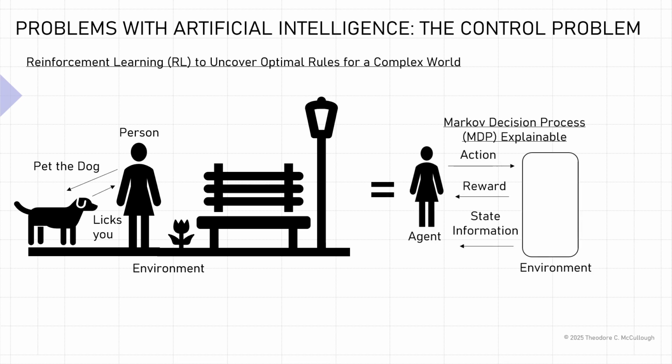Now, this kind of example can be described as a Markov decision process, namely that there's an agent that takes an action with respect to an environment, receives a reward, and also receives state information. We're going to talk a little bit more about this in the next few slides, but this is really where the control problem comes in, namely that these uncovered optimal rules create challenges and really give rise to what we'll talk about as the control problem.